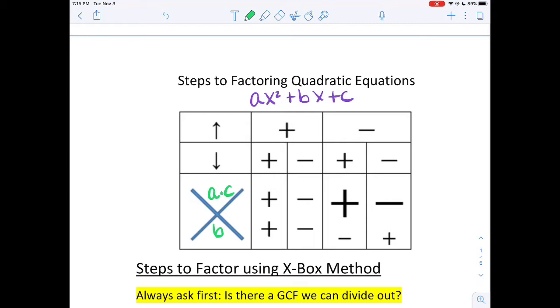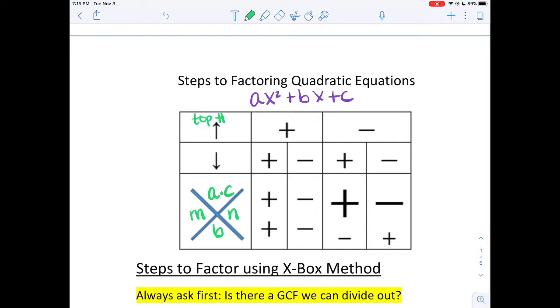We're going to try to determine factors to make our X puzzle true, and I'll call those factors m and n. M and n have to multiply to be the top number and they have to add to be the bottom number. So let's talk about whether those factors should be positive or negative or one of each.